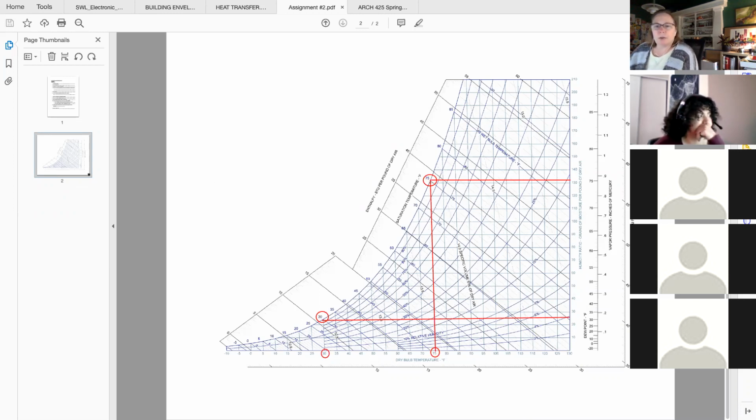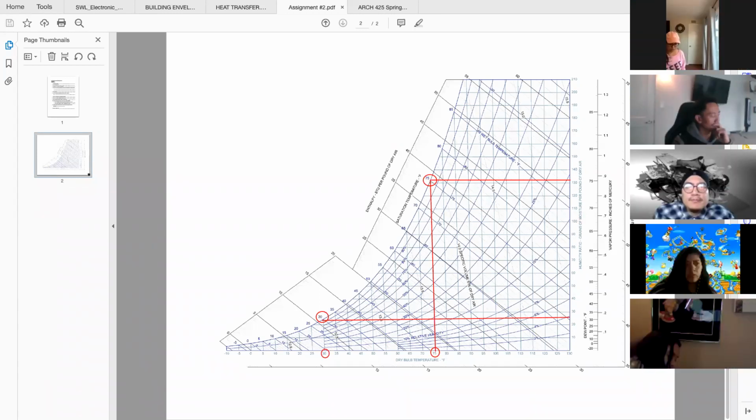Okay, so going over that again, is that helpful in clarifying the psychrometric chart? Yeah, that's helpful. Okay.